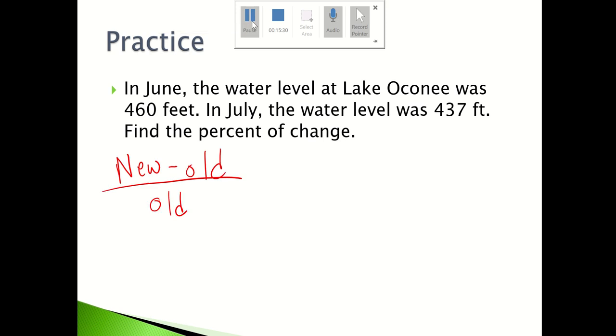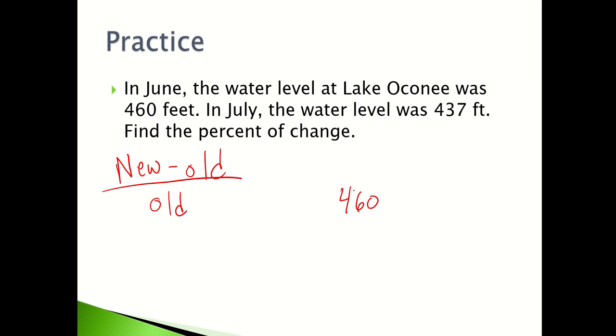The first thing I always do, I always ask myself, are we increasing or are we decreasing? Increasing will be positive, decreasing will be negative. So the water level was, that's the original amount, 460, right? So 460, that is our old amount. In July, the water level was 437. Did we go up or down? We went from 460 to 437. We went down, so this should be negative.